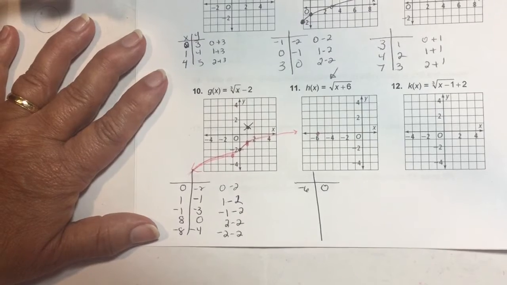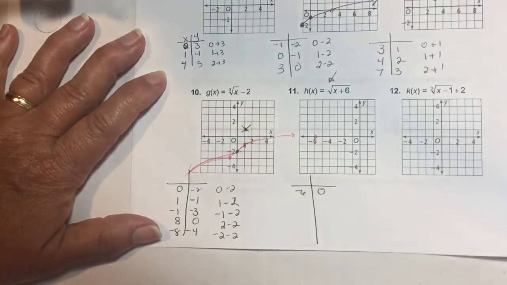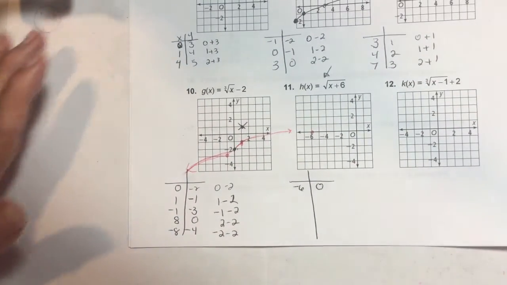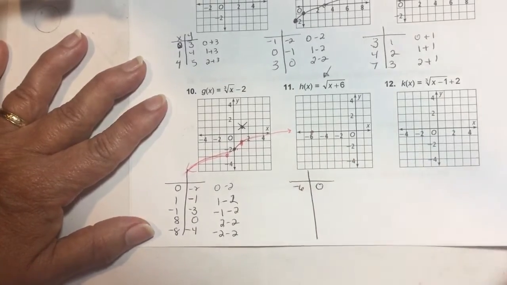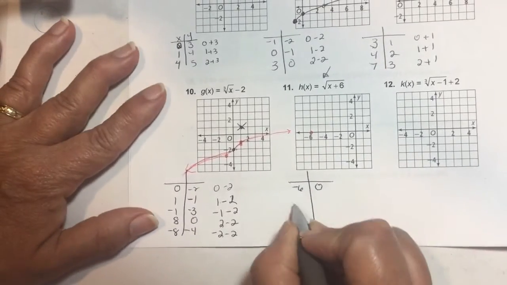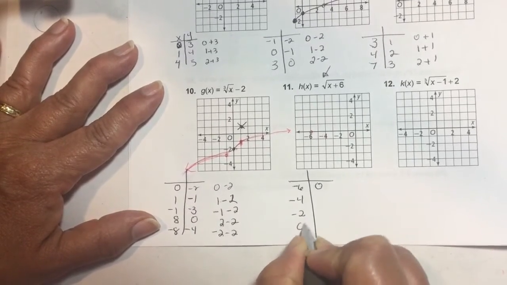Square root. Think about what the square root is going to look like. Like these. Okay. So I've got this one. Pick something else. You know what? I'm going to pick some not necessarily nice ones this time. I'm going to pick a -4, a -2, and a 0.